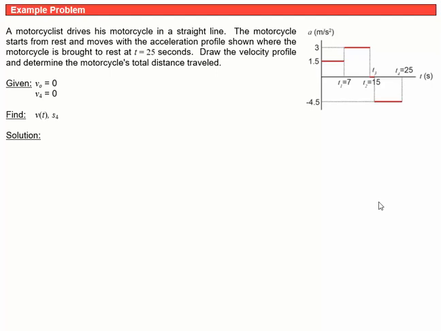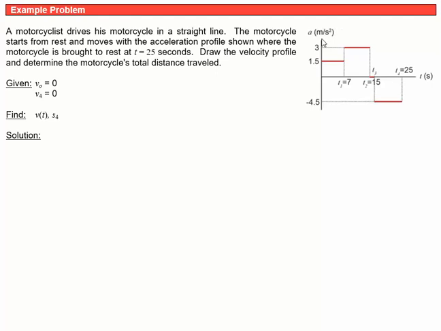In this example, we have a motorcycle that's traveling in a straight line. The motorcycle starts from rest and moves with the acceleration profile shown, where the motorcycle is brought to rest in 25 seconds. We want to draw the velocity profile and determine the motorcycle's total distance traveled.